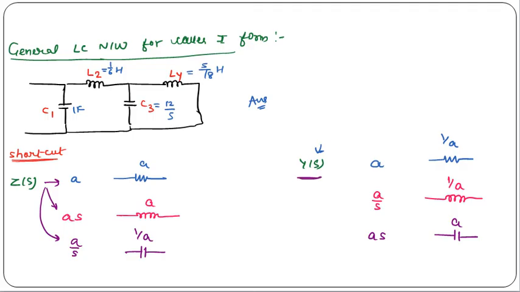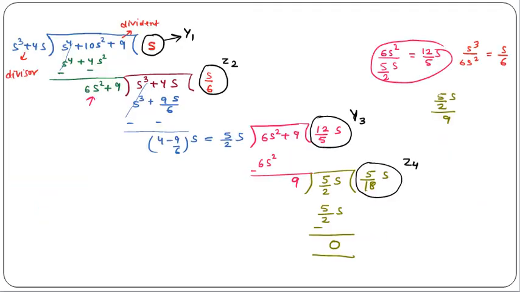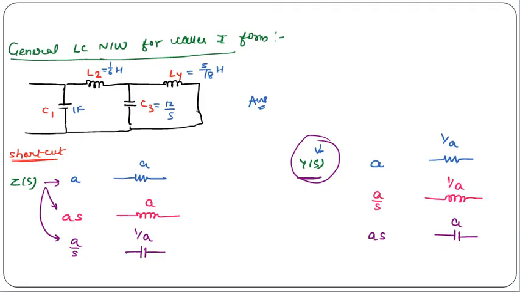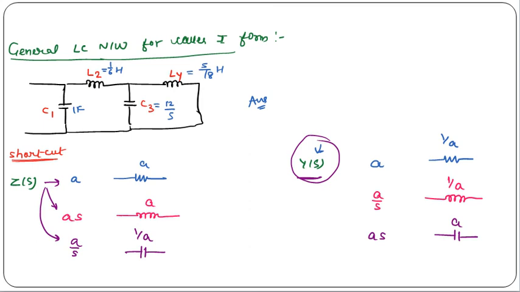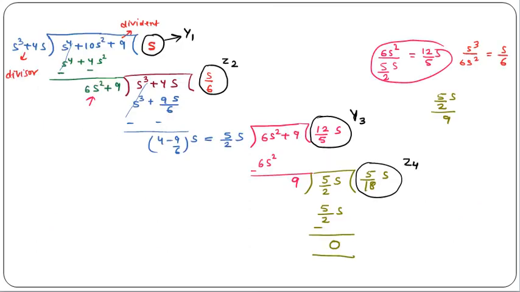Now we have solved the Y of s expression, so we will focus on this. Let us see our quotients one by one. In the first quotient, we are getting s. This s matches with the third term, so we will get a capacitor of value a. The coefficient of s is 1. So we have drawn the circuit where the first element is a capacitor.